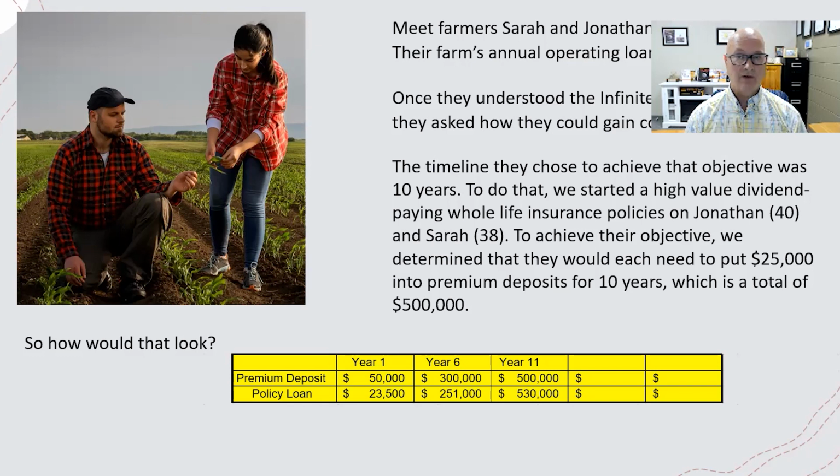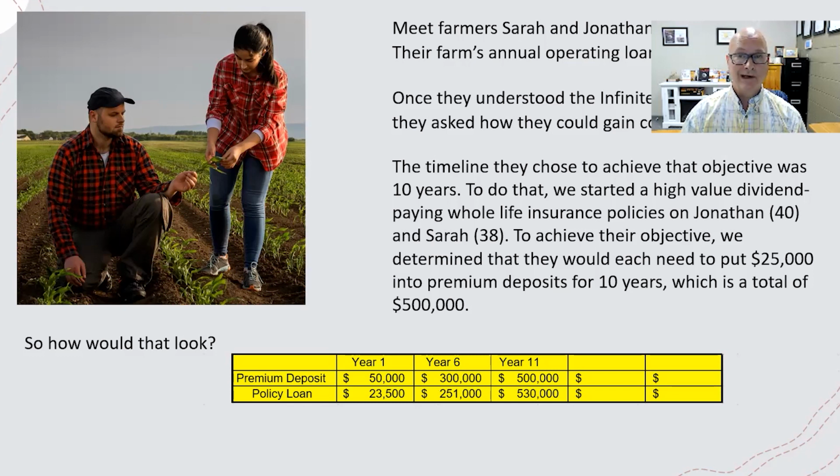So they've got their objective. They've achieved their objective at this point. And for the sake of this case study, we're not going to put any more capital in. They're just going to start utilizing the system for their operating loan. And you're just going to see how, hey, it could work. So let's just jump out.